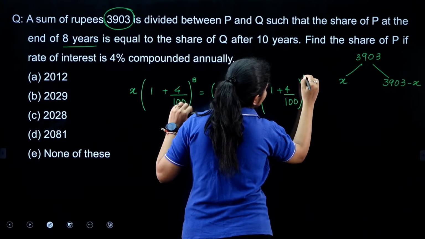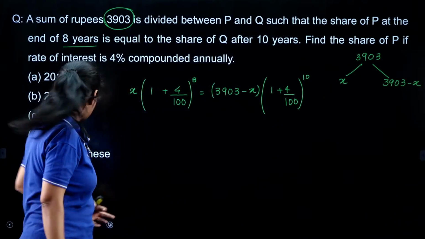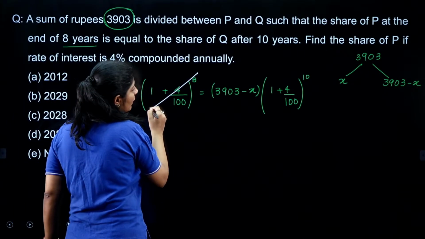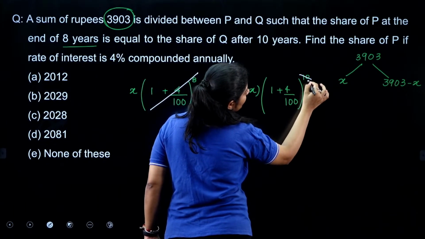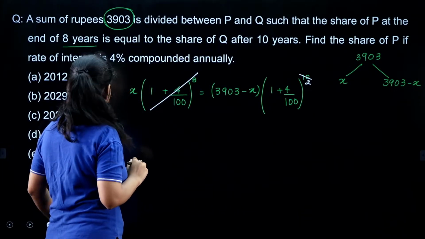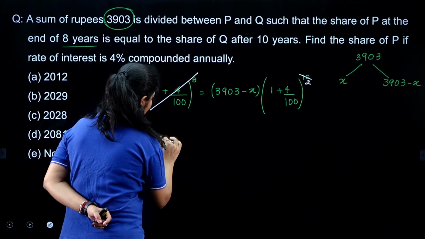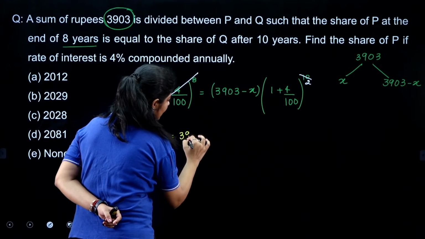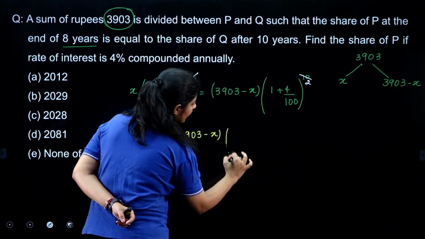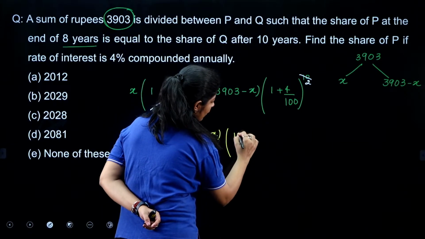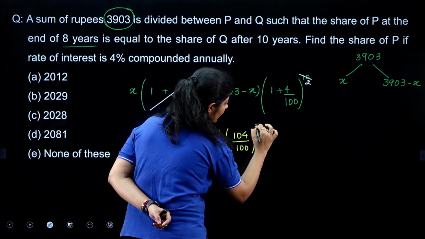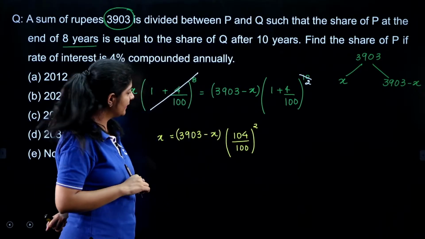For 10 years. So can we eliminate anything over here? Yes, we can eliminate. If you see, you can eliminate this whole term with this one, and here we are only left with 2. So what can we write now? We can write it like x is nothing but (3903 minus x), and here we are having (104/100) and the whole square of this value.